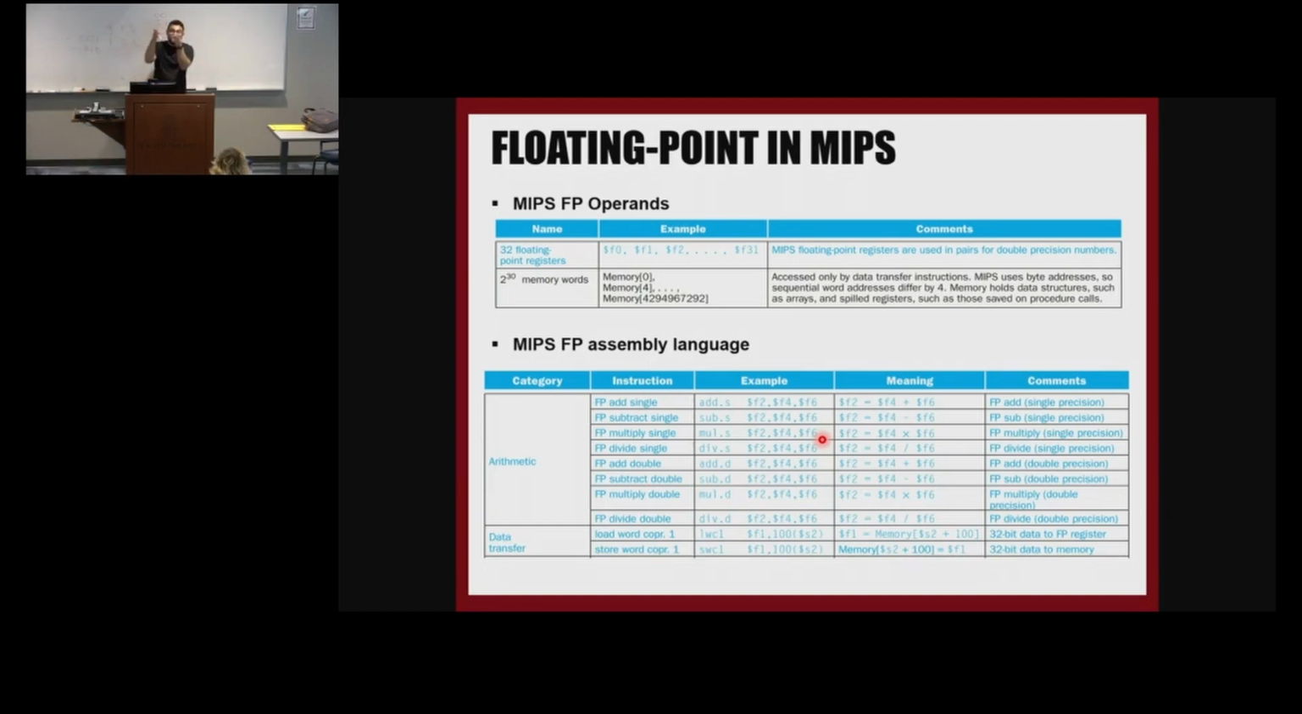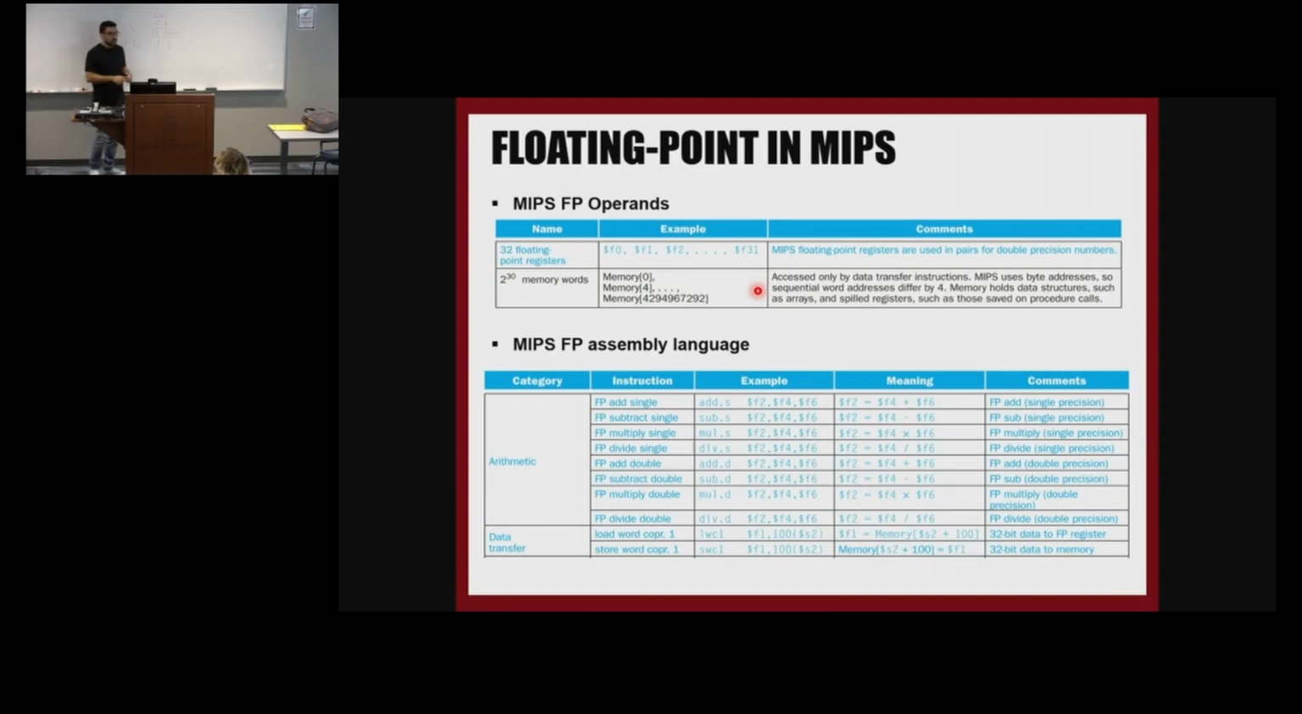So if you look at Mars, on the right side, we have the register file. We have integer registers, which are T, S, and so on. And then we also have a coprocessor register, which is floating point. Floating point registers start from F0 to F31. We have 32-bit registers that are reserved for floating point operations.